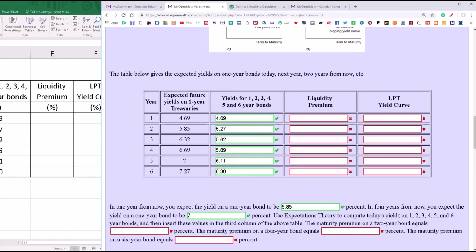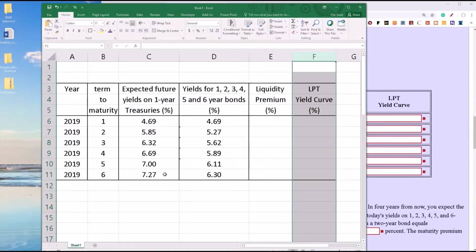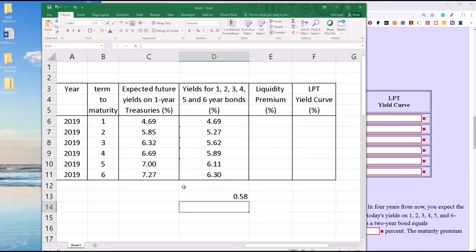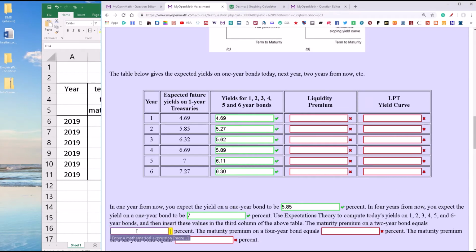Okay, so use expectations here to compute the yields on, we did that. And then insert these values in the third column on the above table, which we did. Okay, the maturity premium on a 2-year bond equals what? Here's a 2-year bond. What's the maturity premium? Well, the maturity premium is the difference between these two. So the maturity premium on the 2-year bond is that value minus, whoops, I'm in the wrong column. I'm supposed to be in this column. Because this is the yield on the 2-year bond in 2019 minus the 1-year bond yield, and that is 0.58.